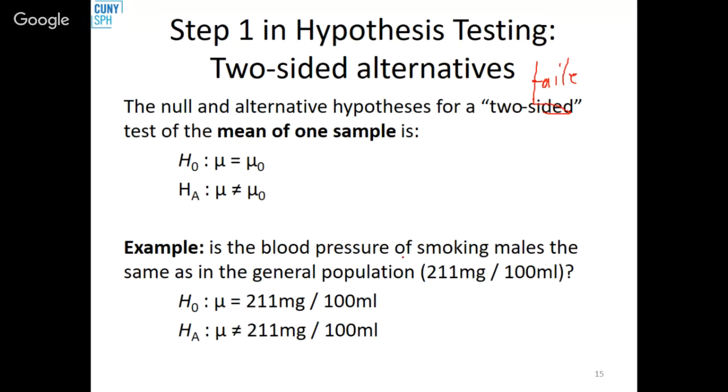So in this example, is the blood pressure of smoking males the same as in the general population of 211 milligrams per 100 milliliters, where the null hypothesis is then that mu, the mean blood pressure for smoking males, is equal to that same 211. That's a statement of saying that smoking makes no difference to blood pressure. That's why that's an equality. Your null hypothesis is that it doesn't make a difference. And your alternative hypothesis is that these are not equal. So there is a difference. It's either greater or it's lower. It's just not the same.